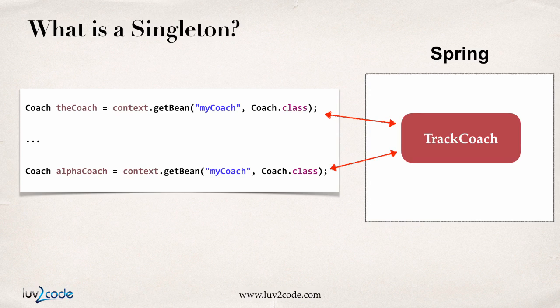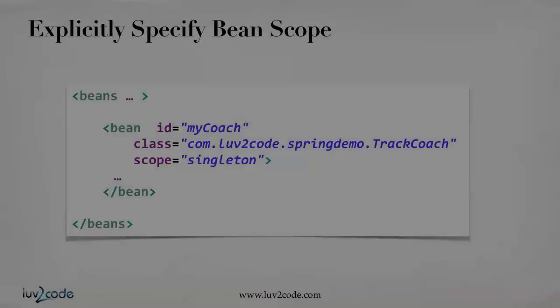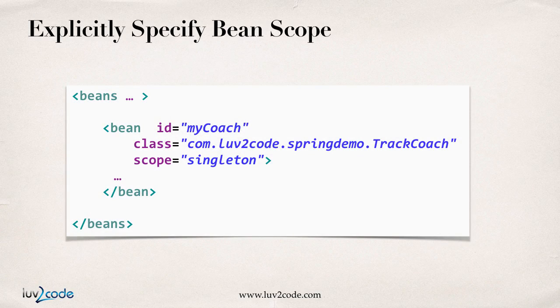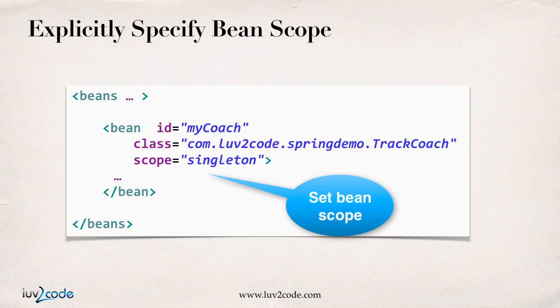So the singleton scope is default, and the best use case for this is a stateless bean, where you don't need to maintain any state. You can explicitly specify the bean scope. By now you know that by default you have the singleton scope, but if you want to explicitly specify it, then you make use of the scope attribute. So you say scope equals singleton, and that'll make it a singleton bean. That's kind of the preferred approach to minimize the number of beans that are created.